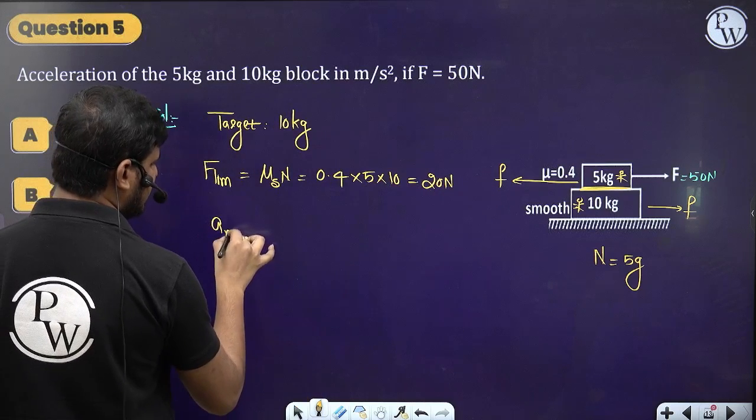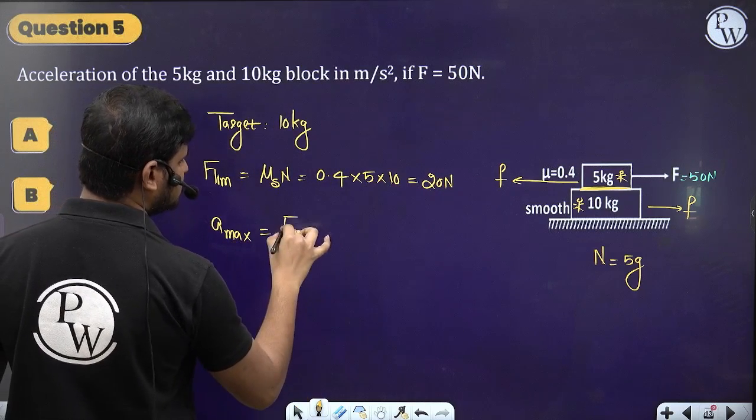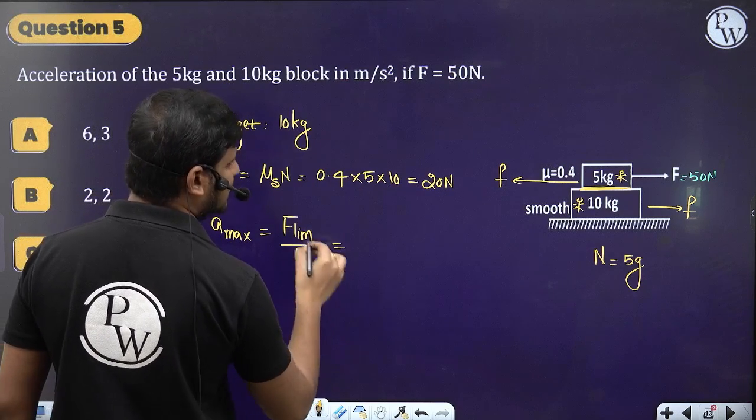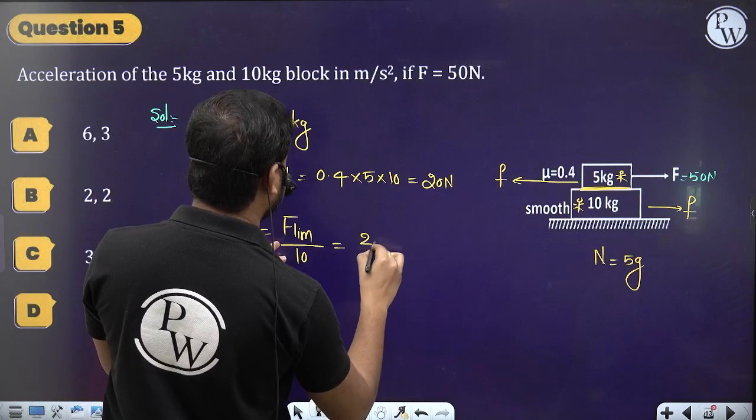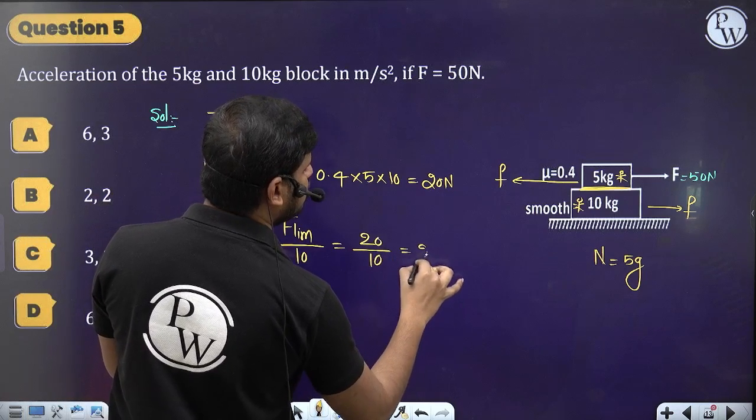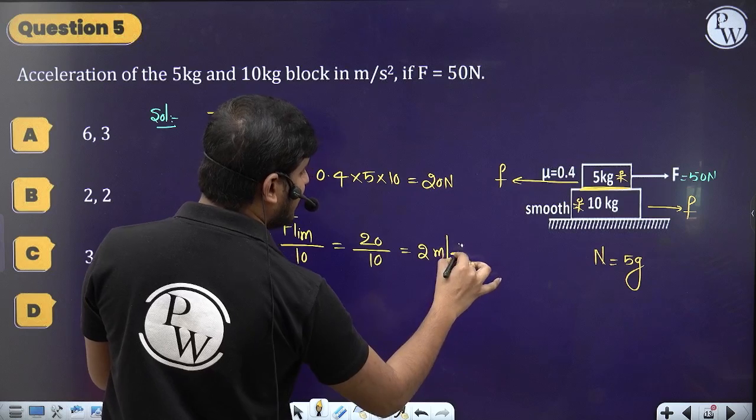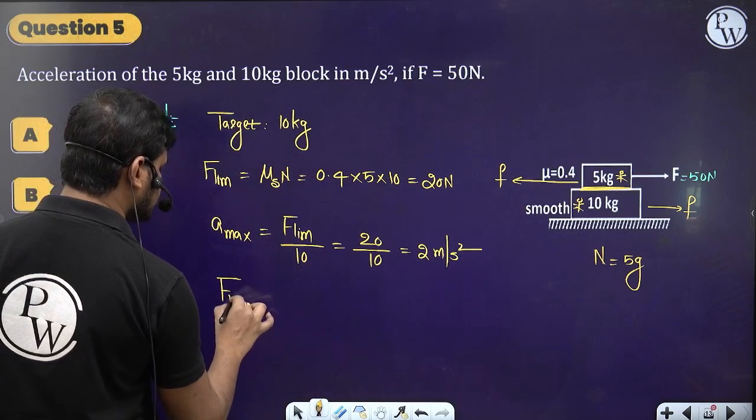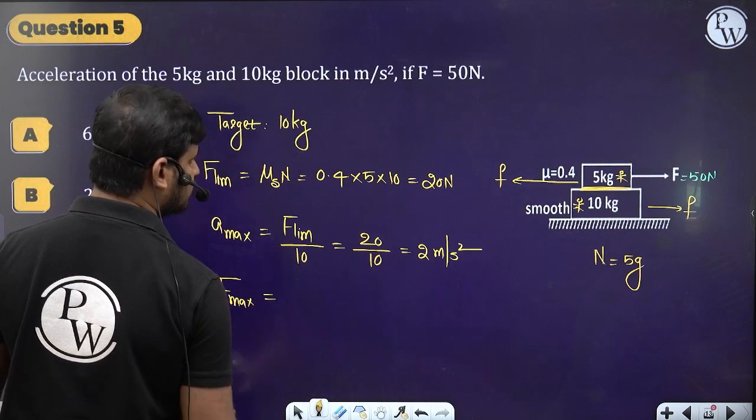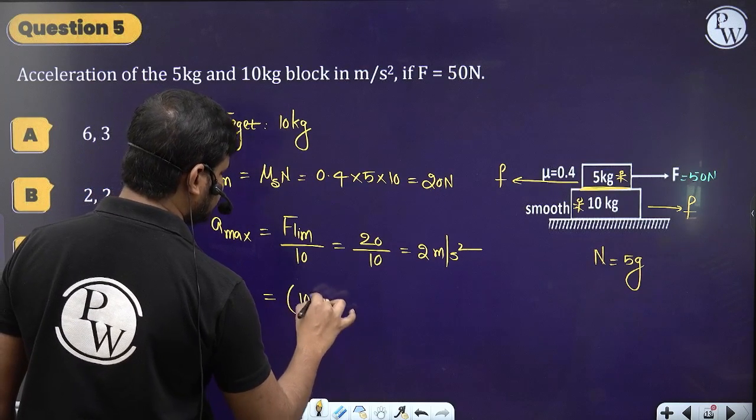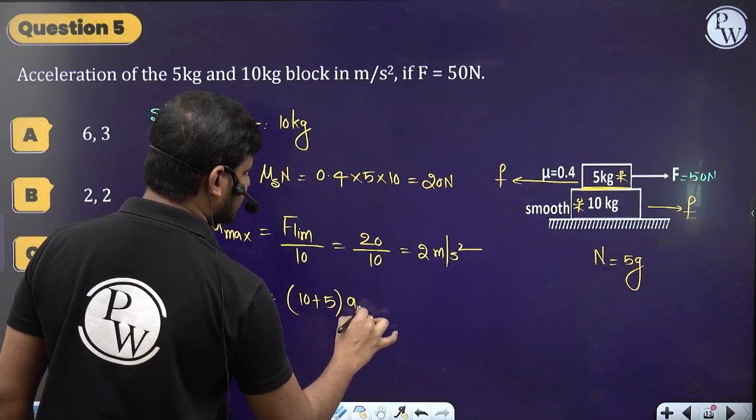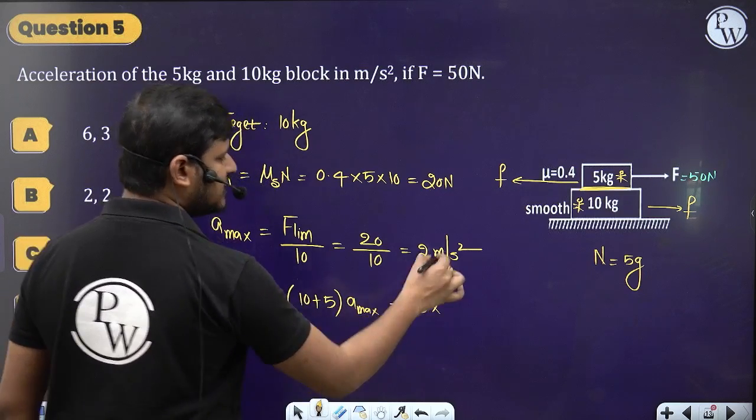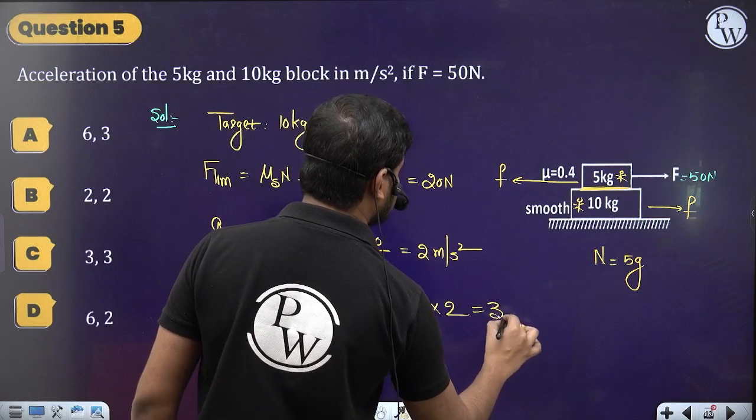Then find what is A max. The A max is equal to F limiting by the target block mass. So what is the F limiting? We got 20, by 10. This is 2 meter per second square. This is the maximum acceleration. Now check both the blocks. What is the maximum force? The F max is equal to the net mass, which is 10 plus 5, into A max, right? So 10 plus 5, 15. The A max is 2. So 15 into 2, 30 newtons.